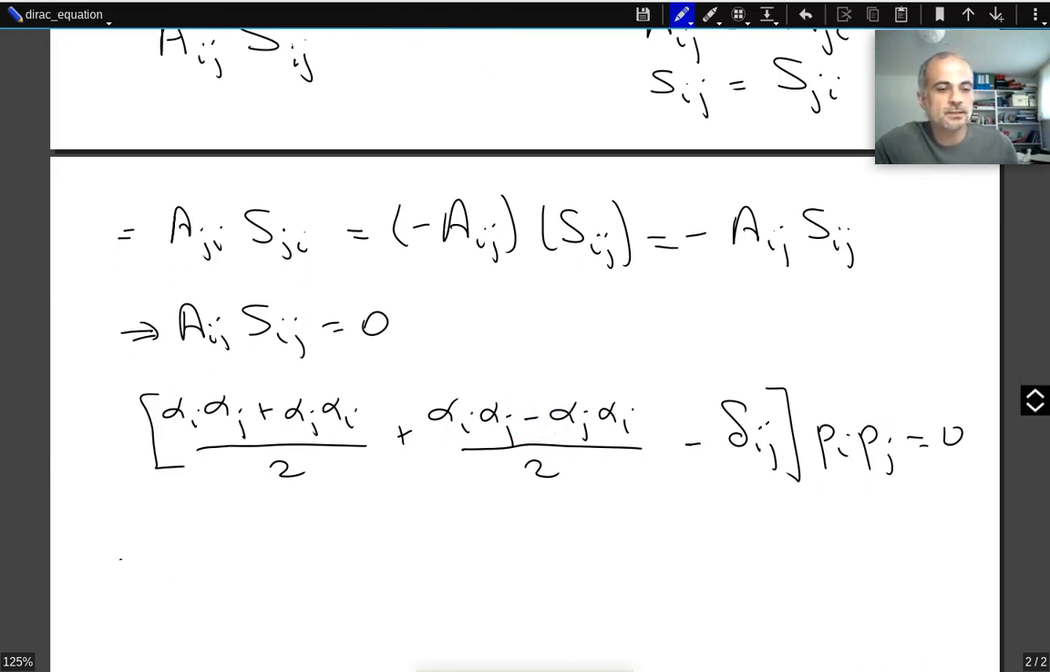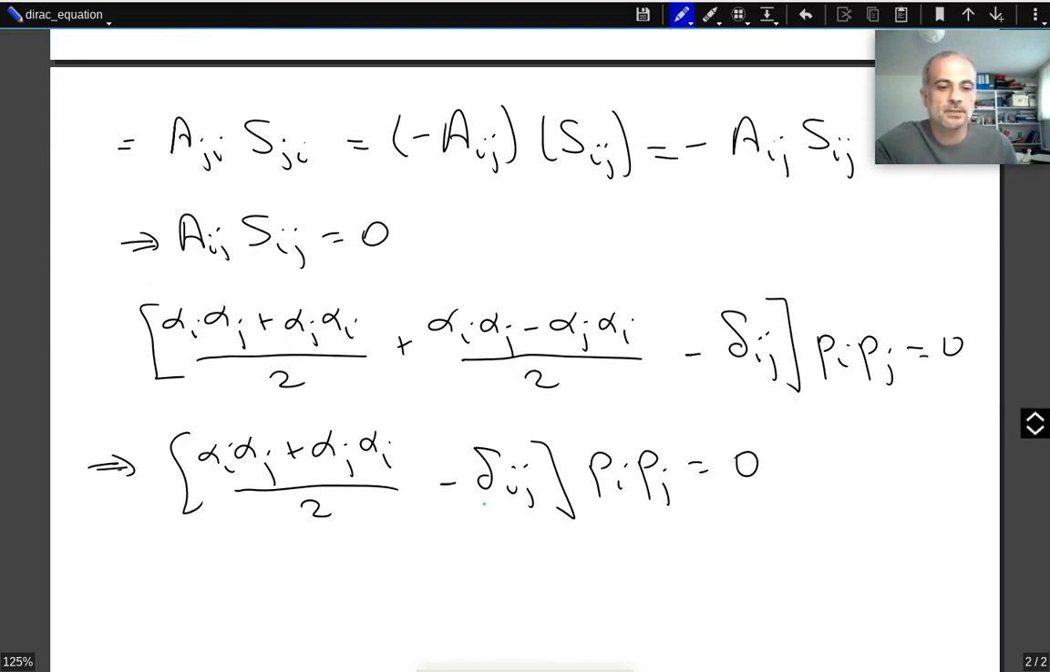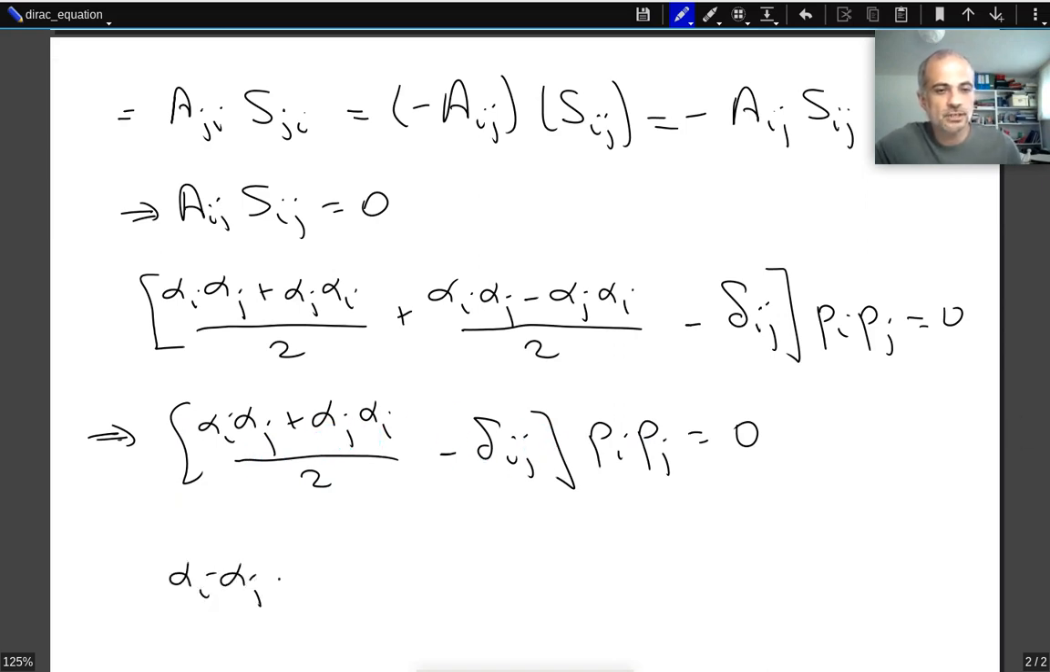So this tells me that alpha I, alpha j plus alpha j, alpha I over 2 minus Kronecker delta ij, times pi pj, is equal to 0. Now this parenthesis is symmetric, and pi pj is symmetric. Now I can say that this is 0. So I know that alpha I, alpha j plus alpha j, alpha I should be equal to twice Kronecker delta ij.